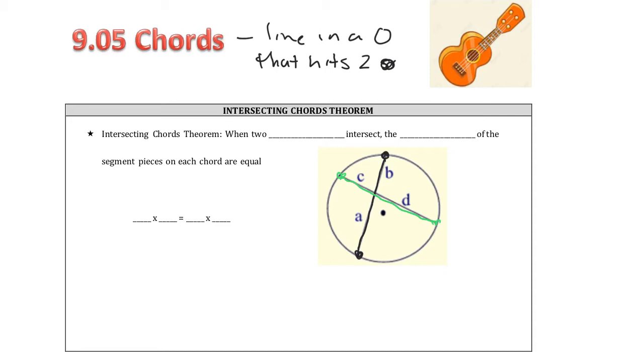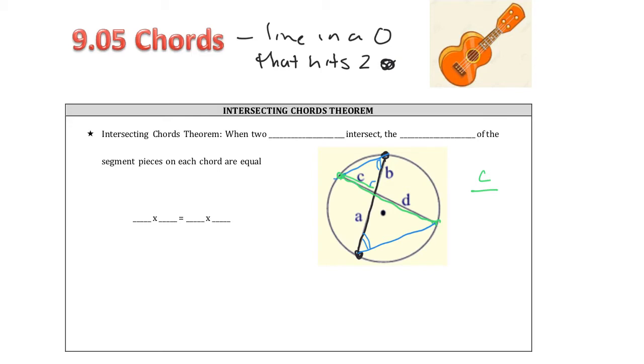And a cool thing happens when we have chords. So if I was going to look at these two chords that cross, if I connect these points, I could make two similar triangles because this angle is the same. These blue lines are parallel, so these are alternate interior. So I have two similar triangles. Well, with similar triangles, I could set up a proportion. So C match.